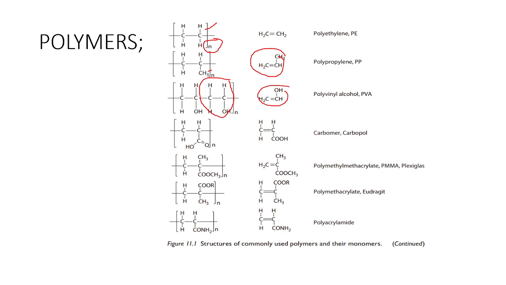Next one is carbomer, carbopol, as we have already discussed. Next one is polymethyl methacrylate. This is a methyl group, methyl methacrylate. This is the structure of polymethyl methacrylate, polymethacrylate. We can also call it hydrazine.